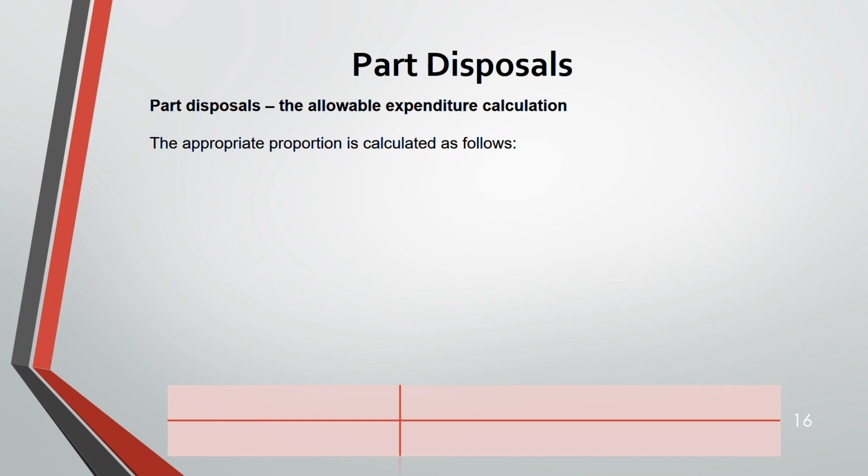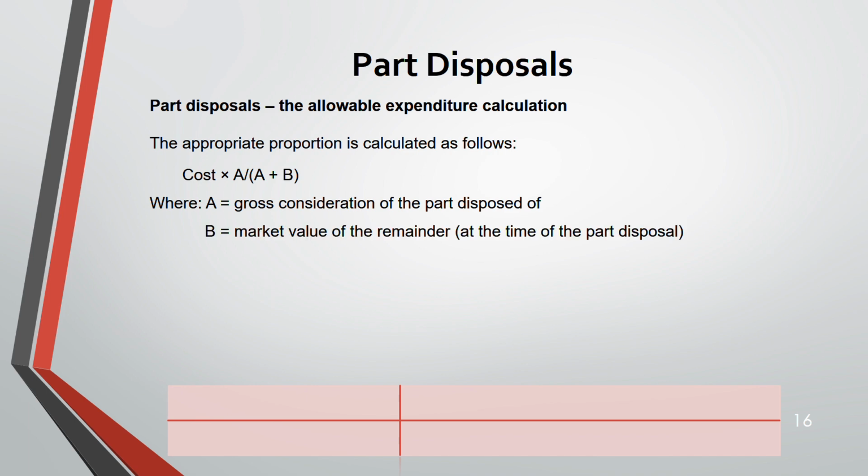So now we are moving on to part disposal. In part disposal, this is how you work out the allowable expenditure: cost times A divided by A plus B. A is the gross consideration of the part disposed of. B is the market value of the remainder at the time of the part disposal.